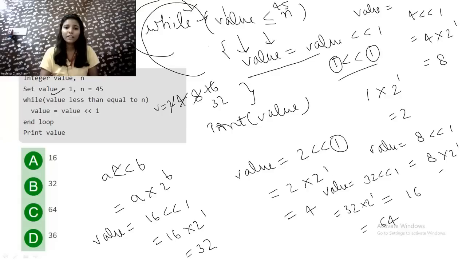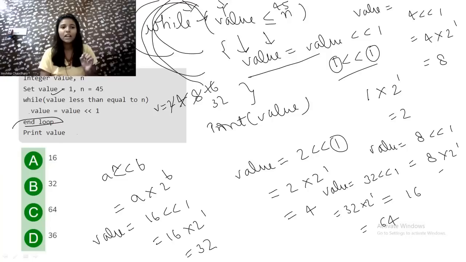Again we will come into the while loop condition and check whether 64 is less than or equal to 45. No, this time the condition is false and the control will come out of the while loop. Now the loop ends here and we have to print value. The last updated value of value is 64. The 64 will be the correct answer. I hope it is clear to you. So, moving on to the next question.